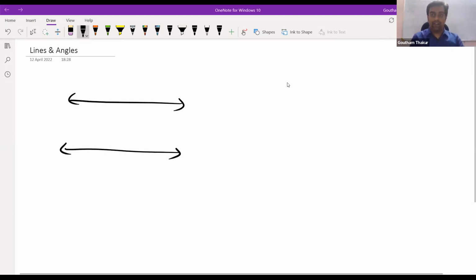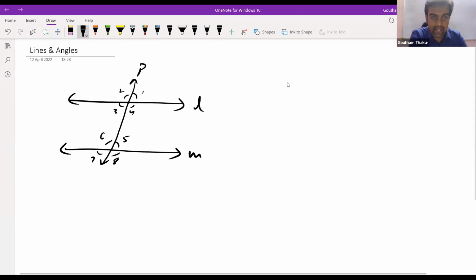Generally, whenever we are talking about lines and angles, and problems based upon angles, the first thing that comes into our mind is parallel lines and a transversal. Whenever we take two parallel lines, let me name them L and M, and say P is my transversal, there are a total of 8 angles formed.